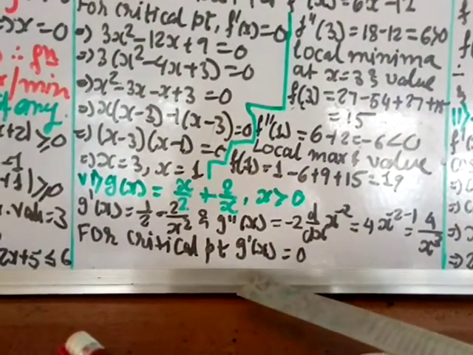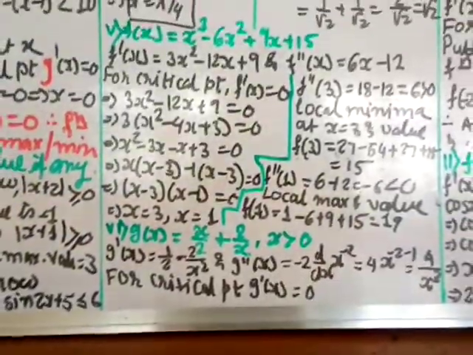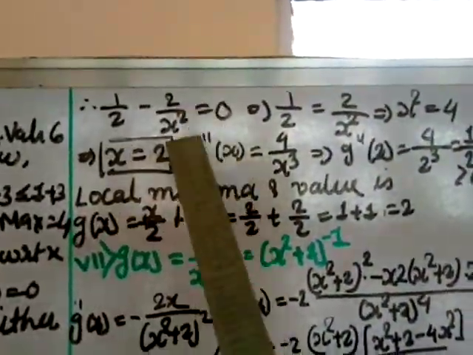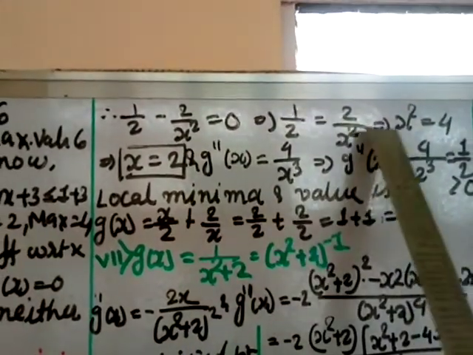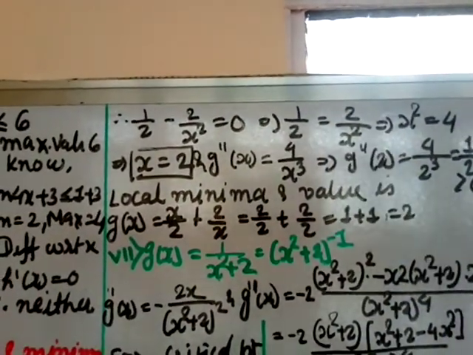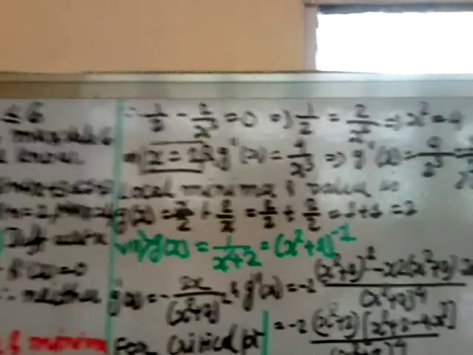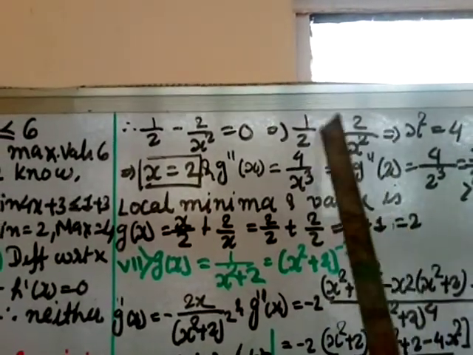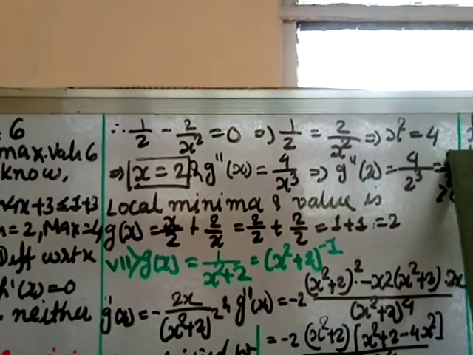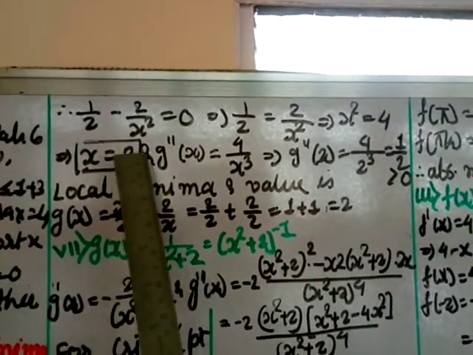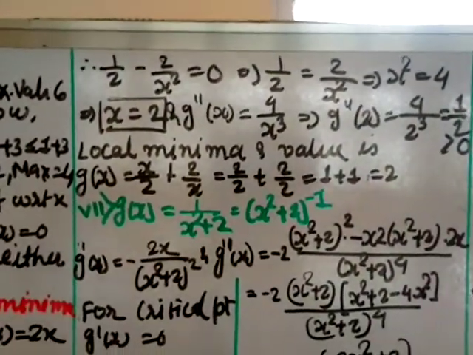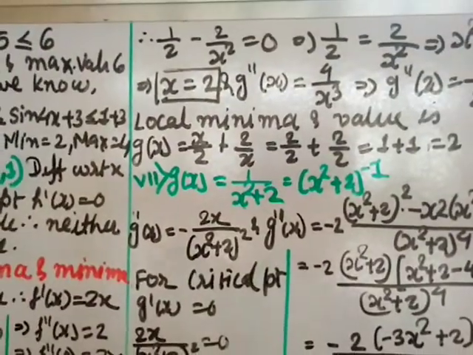For the critical point, g dash x has to be 0. So I will compare this with 0. When you compare, 1 by 2 minus 2 by x square is equal to 0. So what you get is 1 by 2 is equal to 2 by x power 2. Then take reciprocal or cross multiply, x square equals 4. Take the square root, so plus or minus 2. But our condition is that you have to take only positive, x greater than 0. So you take x equal to 2.